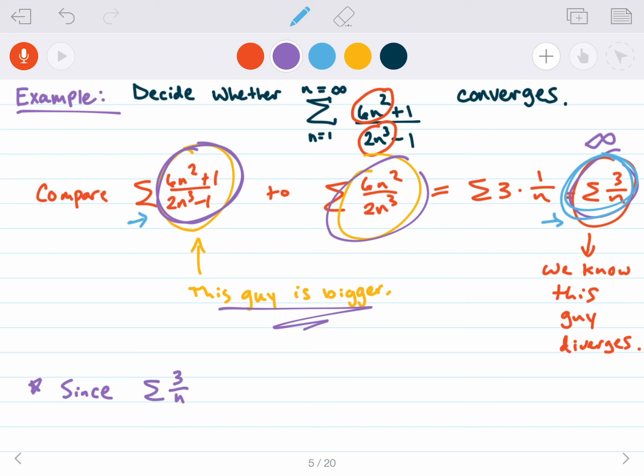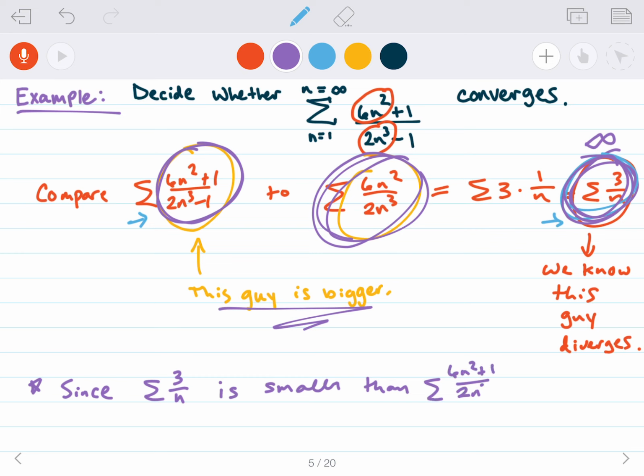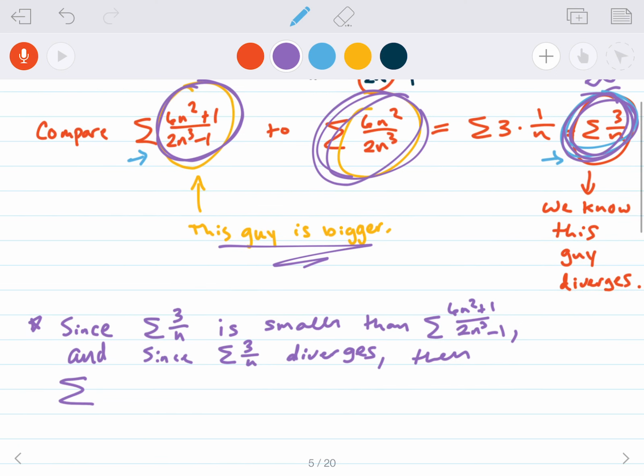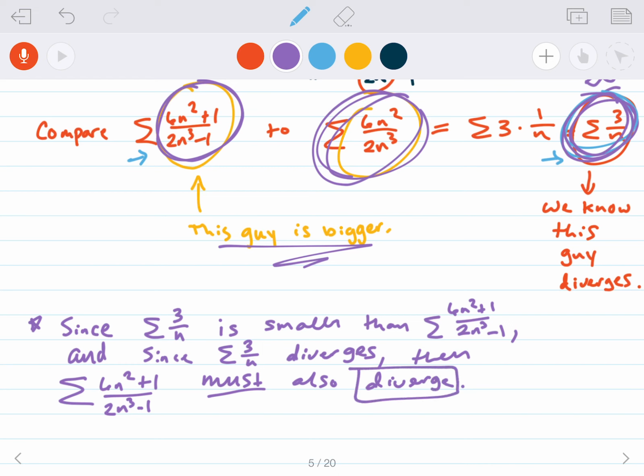All right, so let's write this in words. Since the comparison series that we were looking at, and remember, this guy was the thing that we compared, but it's the same thing as 3 over n when we reduce. So since the sum of 3 over n is smaller than the original sum we were considering, and since the sum of 3 over n diverges, then that original sum we were considering must also diverge. Okay, so that original series diverges.